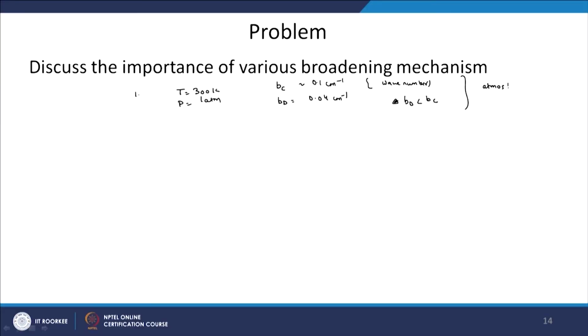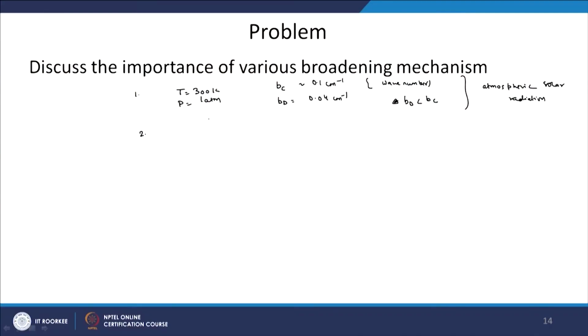So, if you have an application where temperature is of the order of 300 Kelvin and pressure is 1 atmosphere, this example is from atmospheric radiation. So, in atmospheric solar radiation, both Doppler broadening and collision broadening may be important, albeit collision broadening will be more important than Doppler broadening.